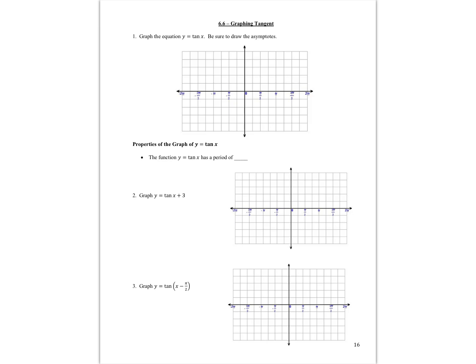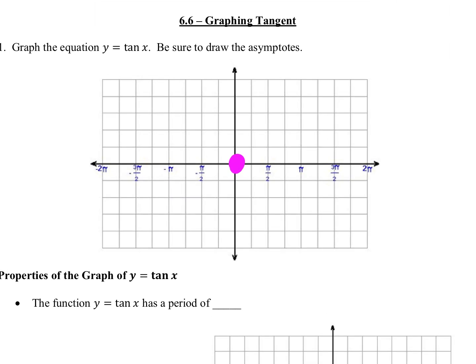Let's remind ourselves what that tangent graph looks like. Where does tangent start? The origin, the origin. What's the period of tangent? The period of sine and cosine is both 2 pi. Period of tangent is just 1 pi.